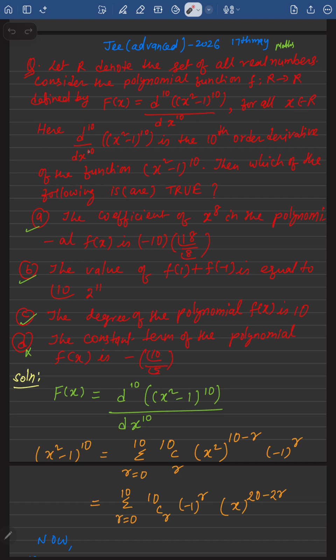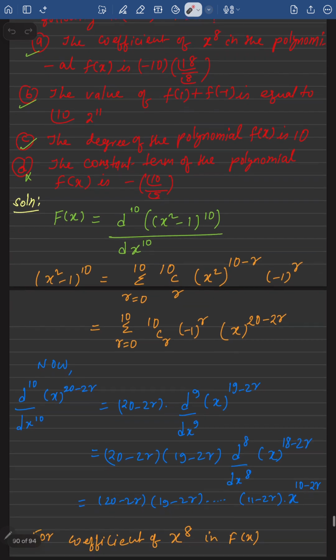Here the 10th derivative of (x square minus 1) power 10 is the 10th order derivative of the function (x square minus 1) power 10. Then which of the following is or are true? So multiple correct answers are possible. After solving, I have got a, b, c are correct and d is wrong. Let us see how it is happening.